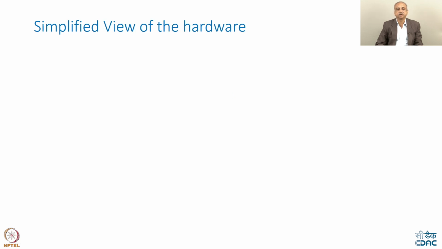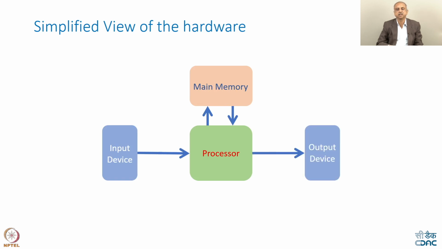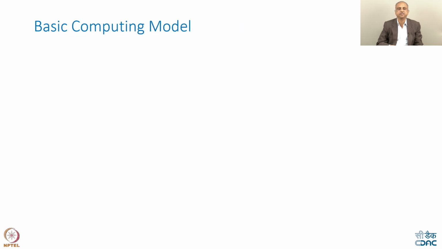Now, let us further look at what is inside the hardware. Inside the hardware you have a processor which connects to the main memory. The main memory consists of data and code, and apart from this you also have an input device from which you can command the processor, and the processor generates output which the user can see on the output device. So, this is what is there in every computer that we saw in the previous slide.